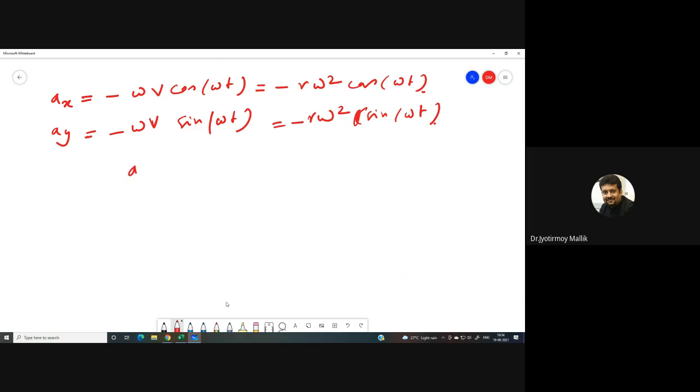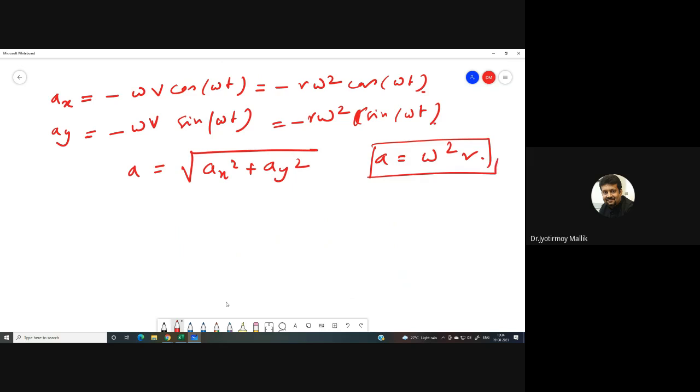So a is equal to root over of ax square plus ay square, or a can be written as omega square r. So the centripetal acceleration is actually a is equal to omega square r. This can be further written down. How do I get that?